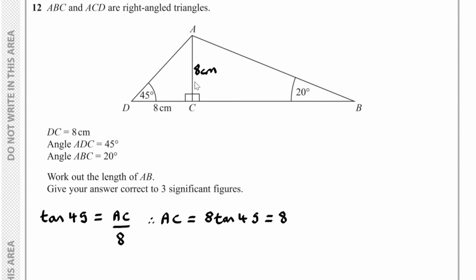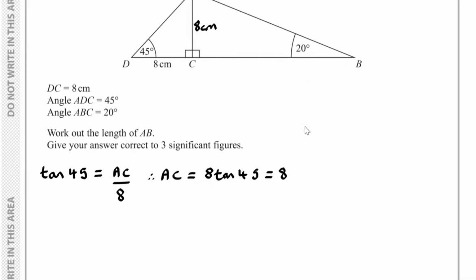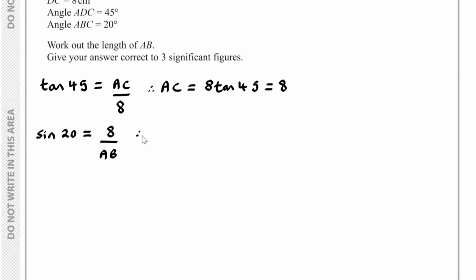Now if I consider the triangle ACB, I've got 8 centimeters for the opposite. AB is the hypotenuse which I'm finding. What connects those is sine. So I've got sine of 20 equals opposite 8 over the hypotenuse AB. So therefore, AB is equal to 8 over the sine of 20.